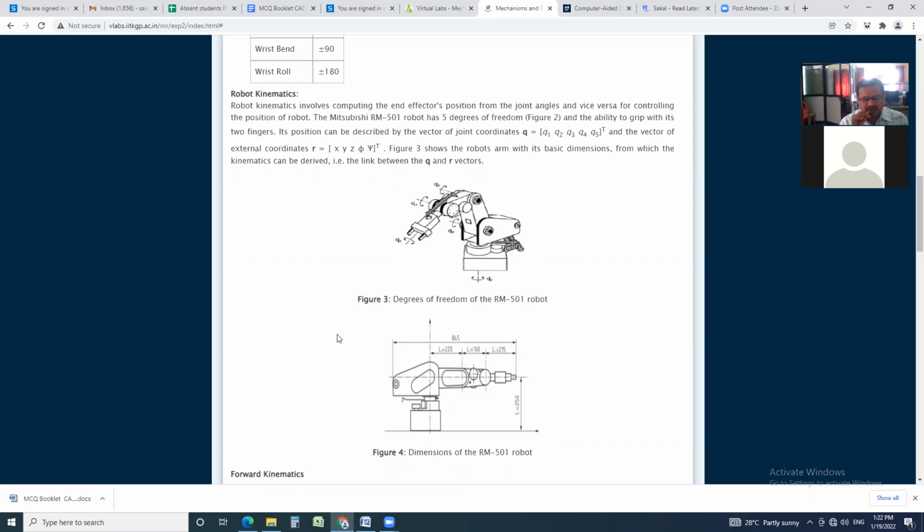Therefore, robot kinematics involves computing the end effector position from the joint angles and vice versa for controlling the position of robot. The Mitsubishi RM501 robot has 5 degrees of freedom, figure 2, and the ability to grip with its two fingers. See that this robot has 5 degrees of freedom. How is it 5 degrees of freedom? This is 1 at the base, this is second, this is the third, this is fourth, and this is fifth.